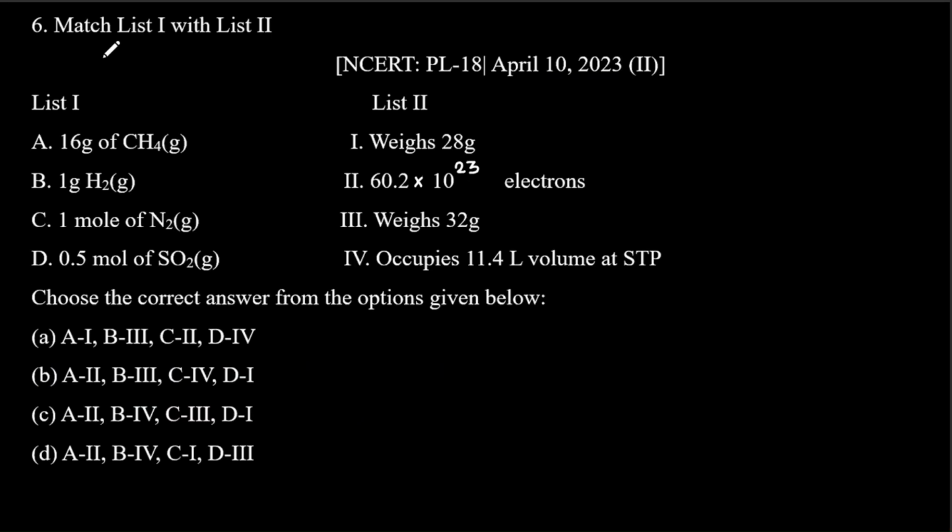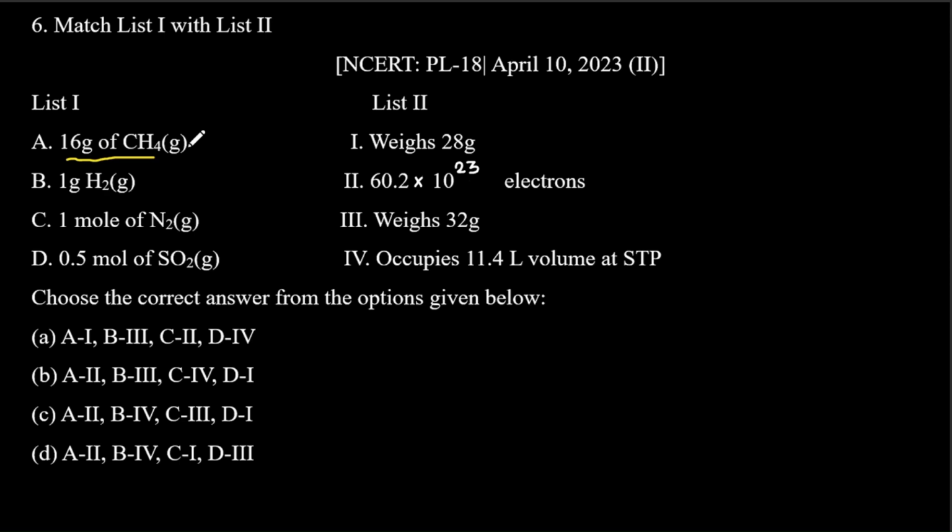The next question is match list 1 with list 2. In list 1, the first option is 16 gram of CH4. So here the weight is already mentioned as 16 gram. In list 2, the first option is given as weighs 28 gram. This can be ruled out because already the weight is mentioned as 16 gram. We can also rule out option 3 because here also it is given as weighs 32 gram.